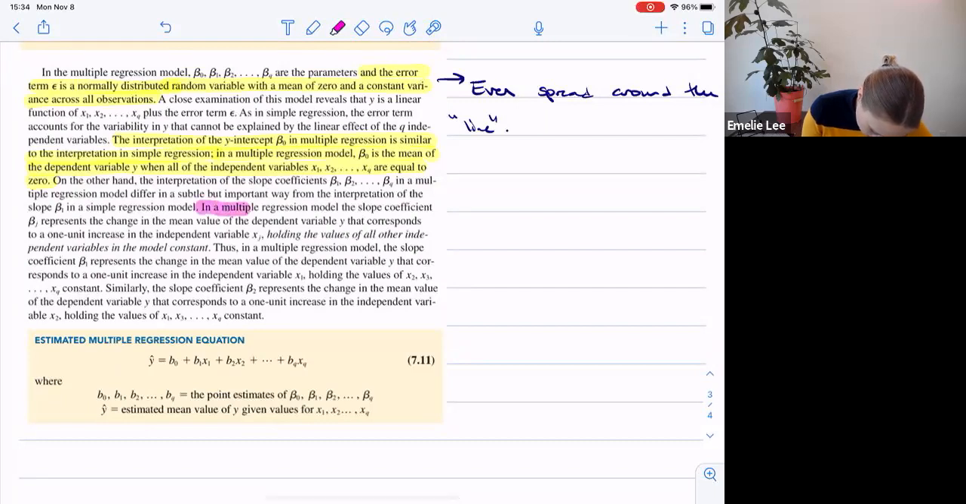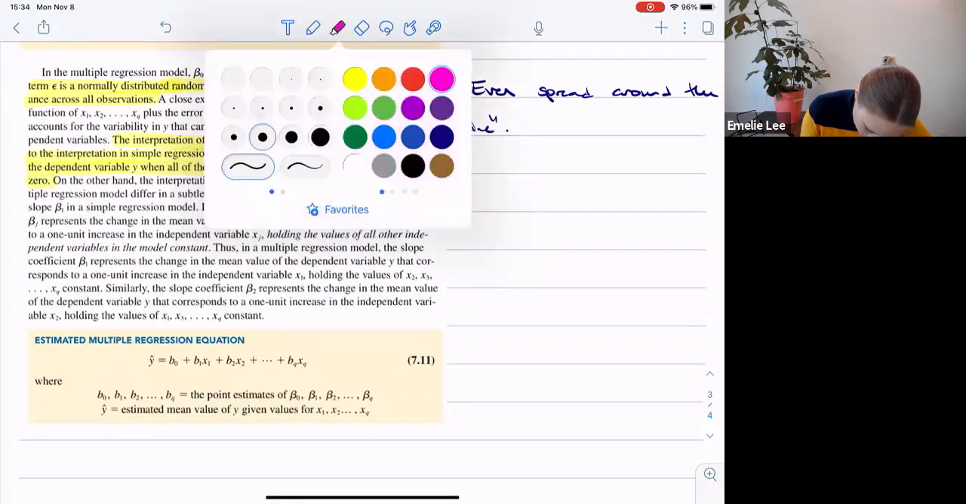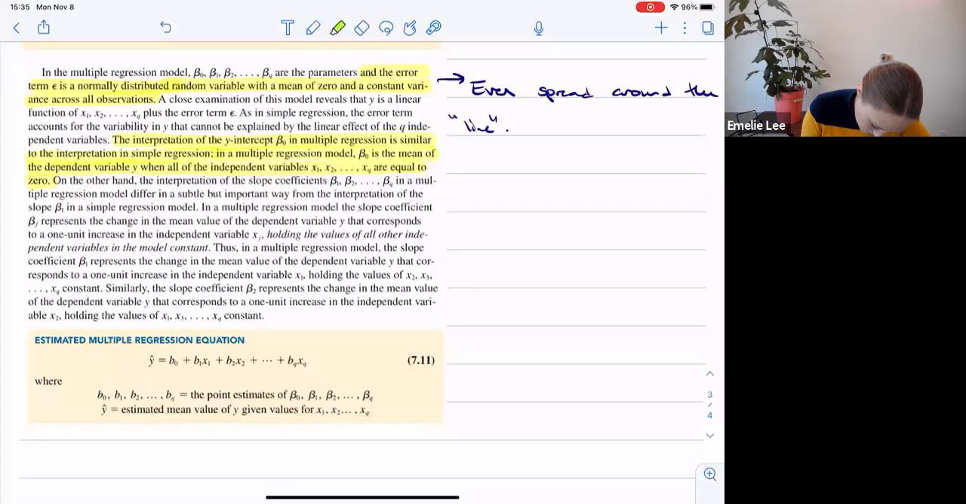Oh, kind of dark there. How about lime green? There we go.